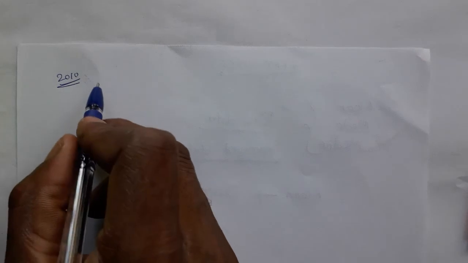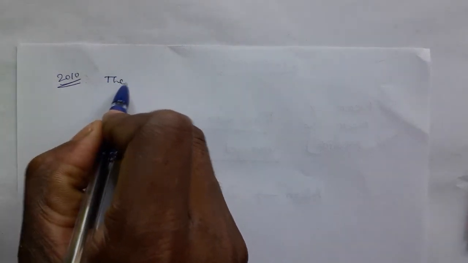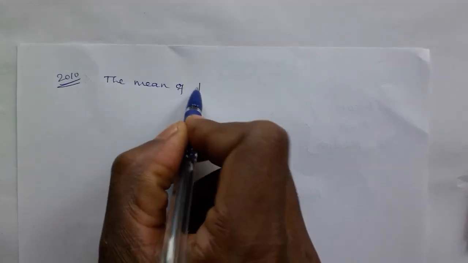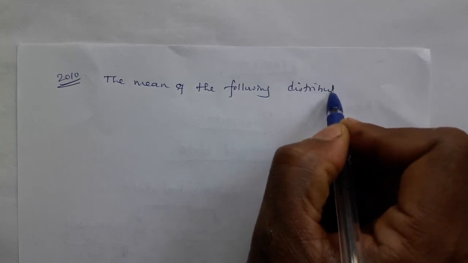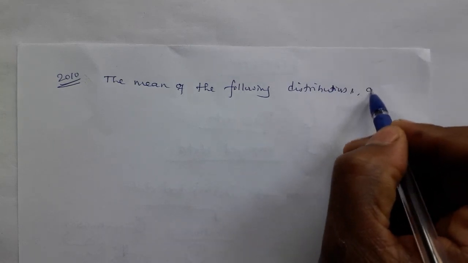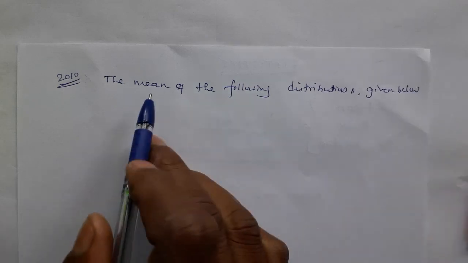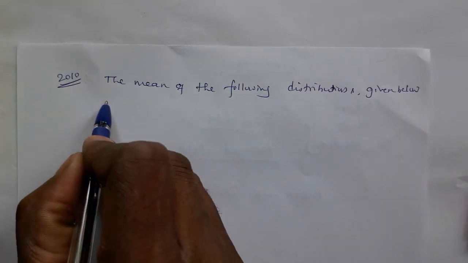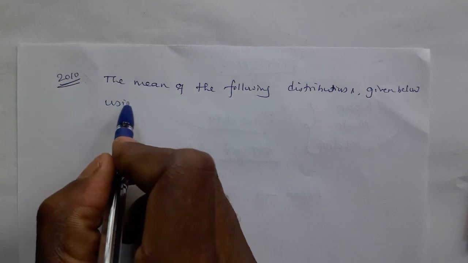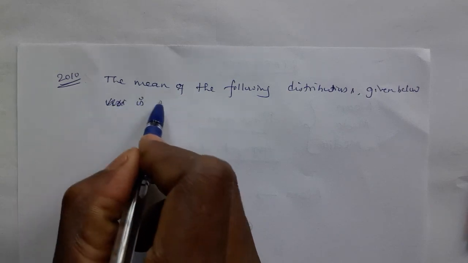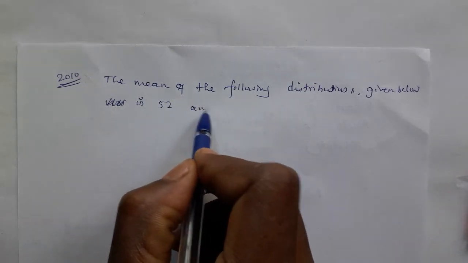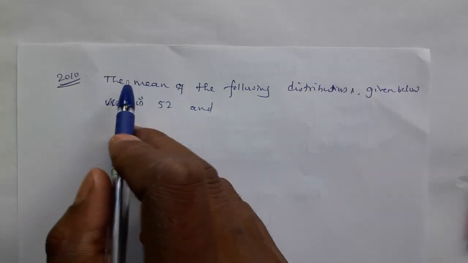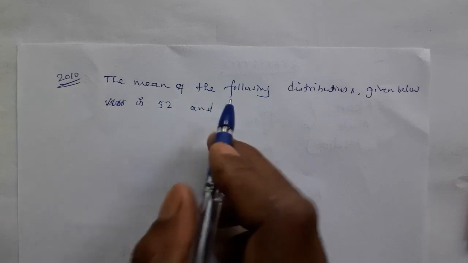I take an example from 2010. The question was as follows: the mean of the following distribution given below is 52. Look, the mean is given. Here they are not asking us to find the mean. The mean is already given: the mean of the following distribution given below is 52.